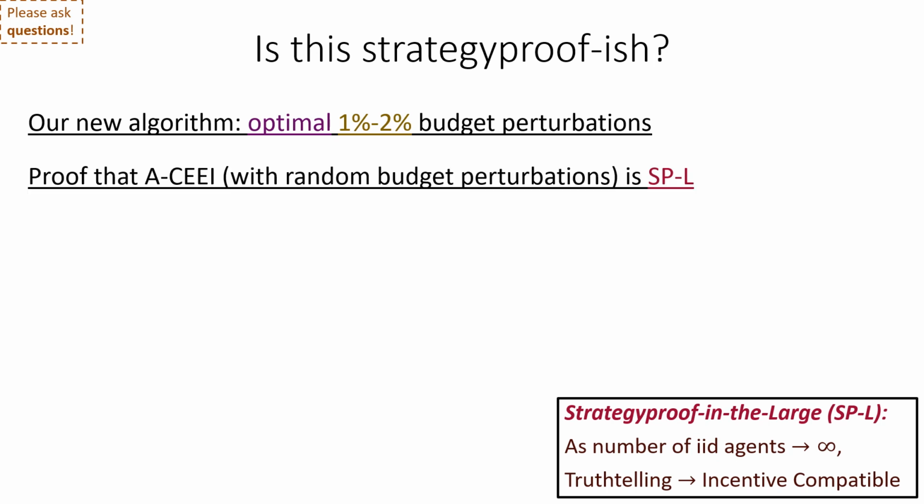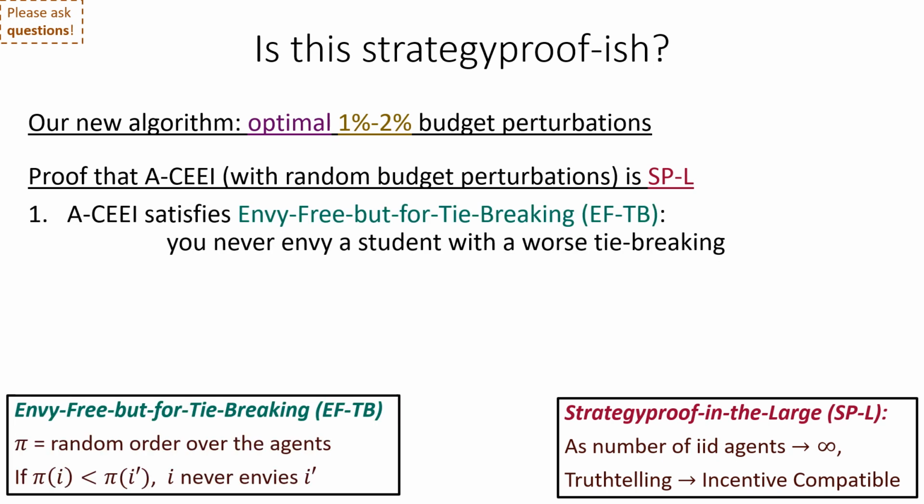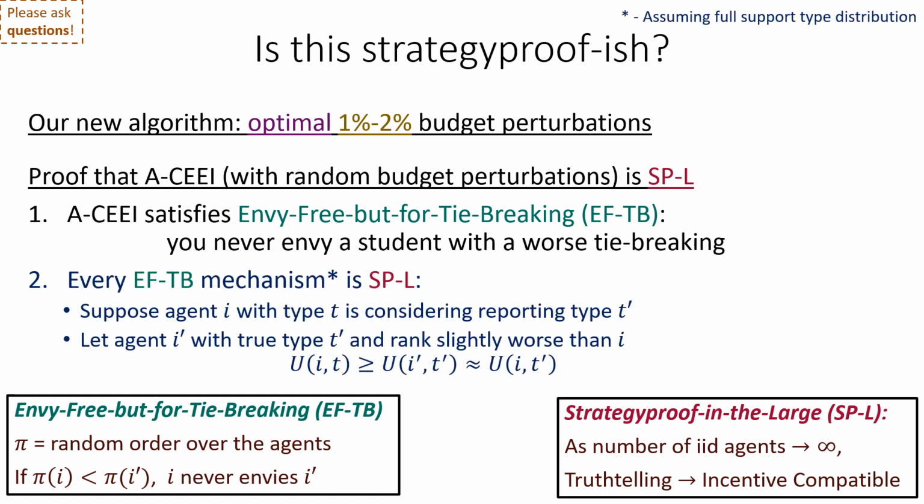Previously, A-CEEI with random budget perturbations is shown to be strategy proof in the large. Recall the definition of strategy proof in the large. As the number of IID agents goes to infinity, the mechanism becomes incentive compatible. This fact is established via a notion called envy-free but for tie-breaking, abbreviated as EFTB. Given a random order, you can never envy a student with a lower order. In A-CEEI, the random order can be the random budget perturbation, and the students with higher budgets can never envy students with lower budgets. So A-CEEI can be EFTB with a random budget perturbation. Further, every EFTB mechanism is shown to be strategy proof, assuming we have a full support type distribution.